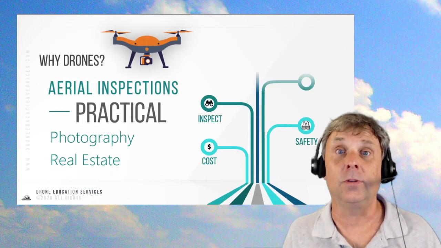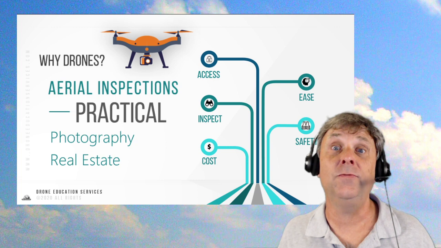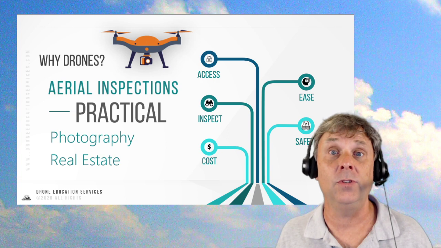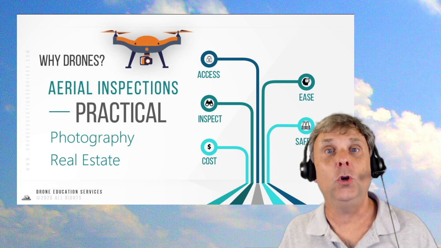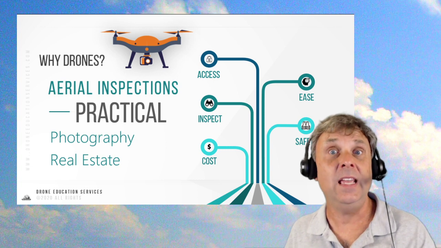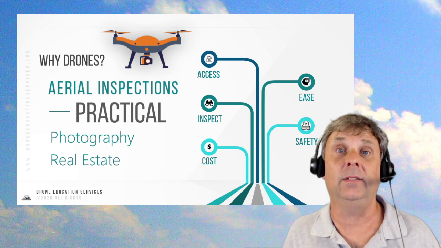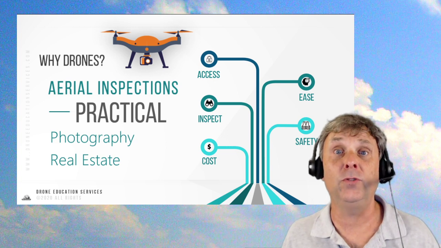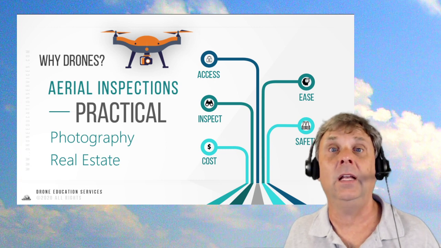So why drones? Well, for me, it's aerial inspections. They're practical. And the number one use of drones has been photography. One of the top industries taking advantage of drones is real estate. Why? Because it gives you access. You can get that thing in the air. It's easy to use, and it allows you to inspect and see things from angles that you couldn't see before. And then there's relative safety, because you don't have to climb over roofs or go over rough terrain to visualize the entire property. And it's cost savings.